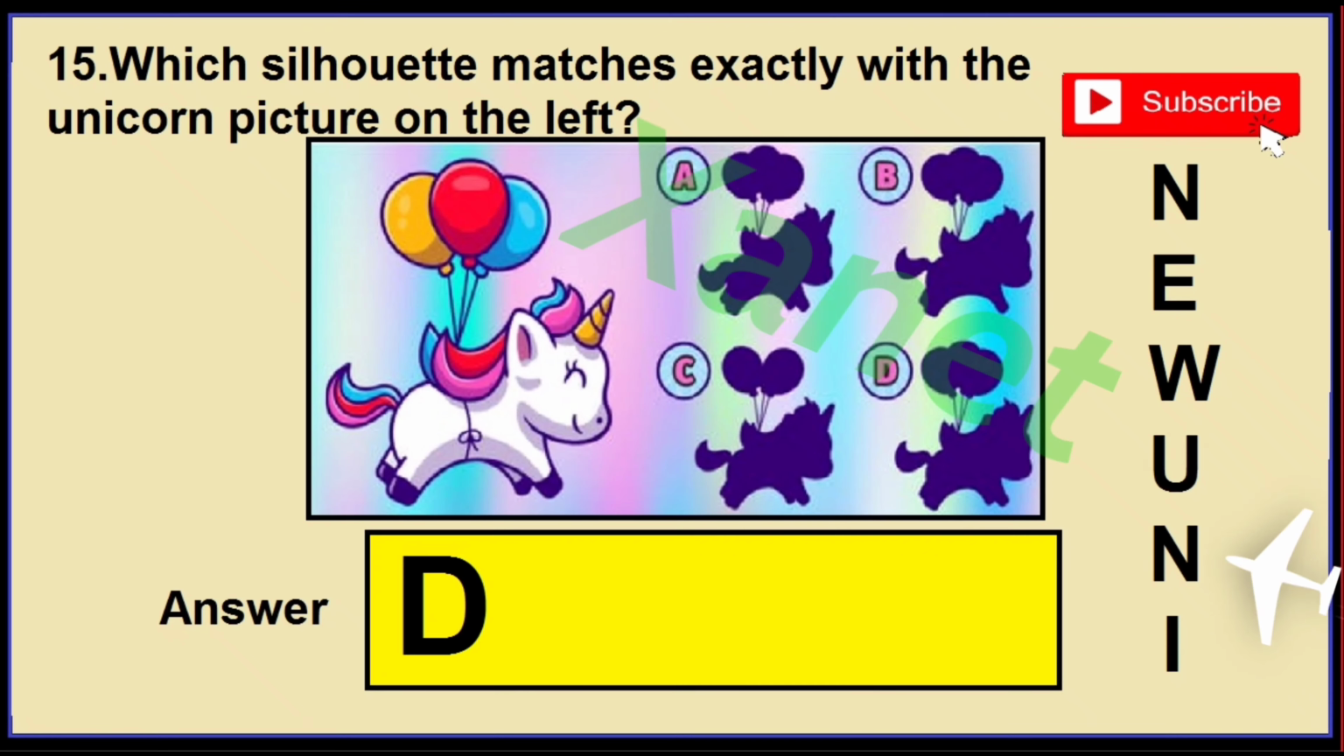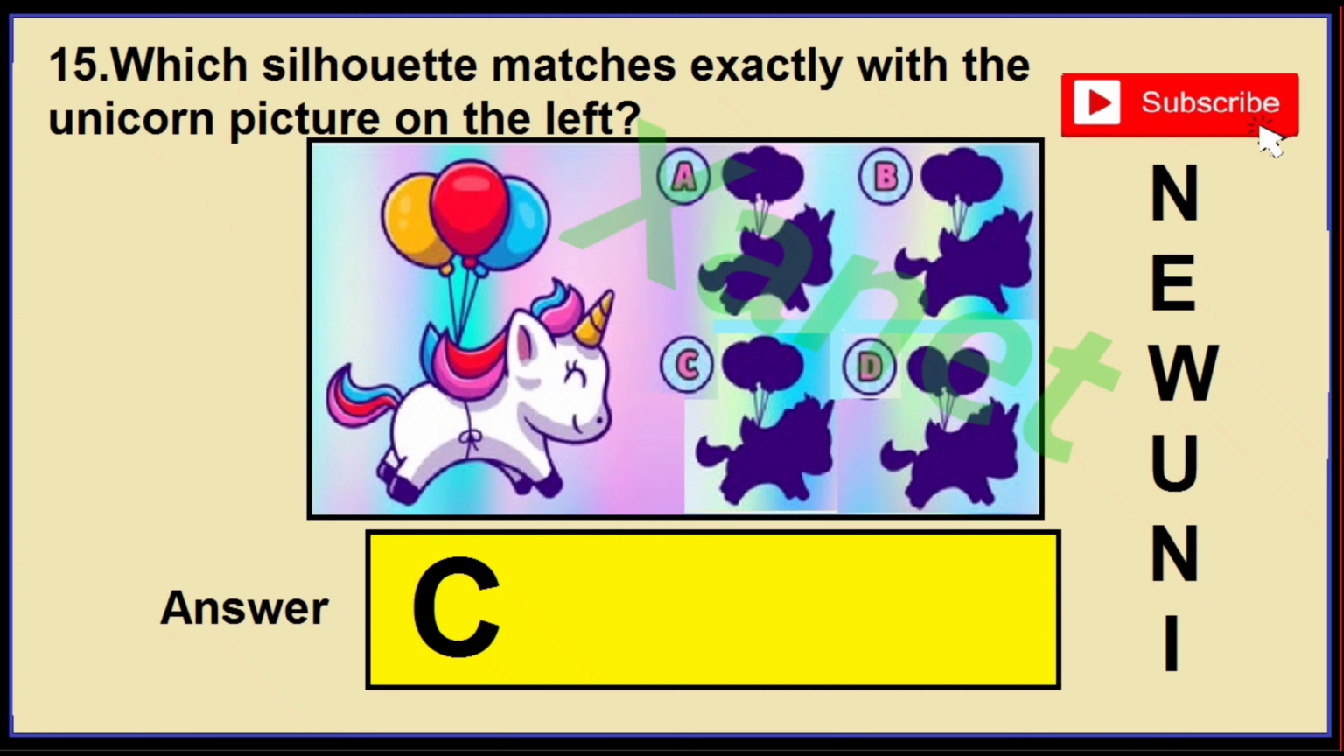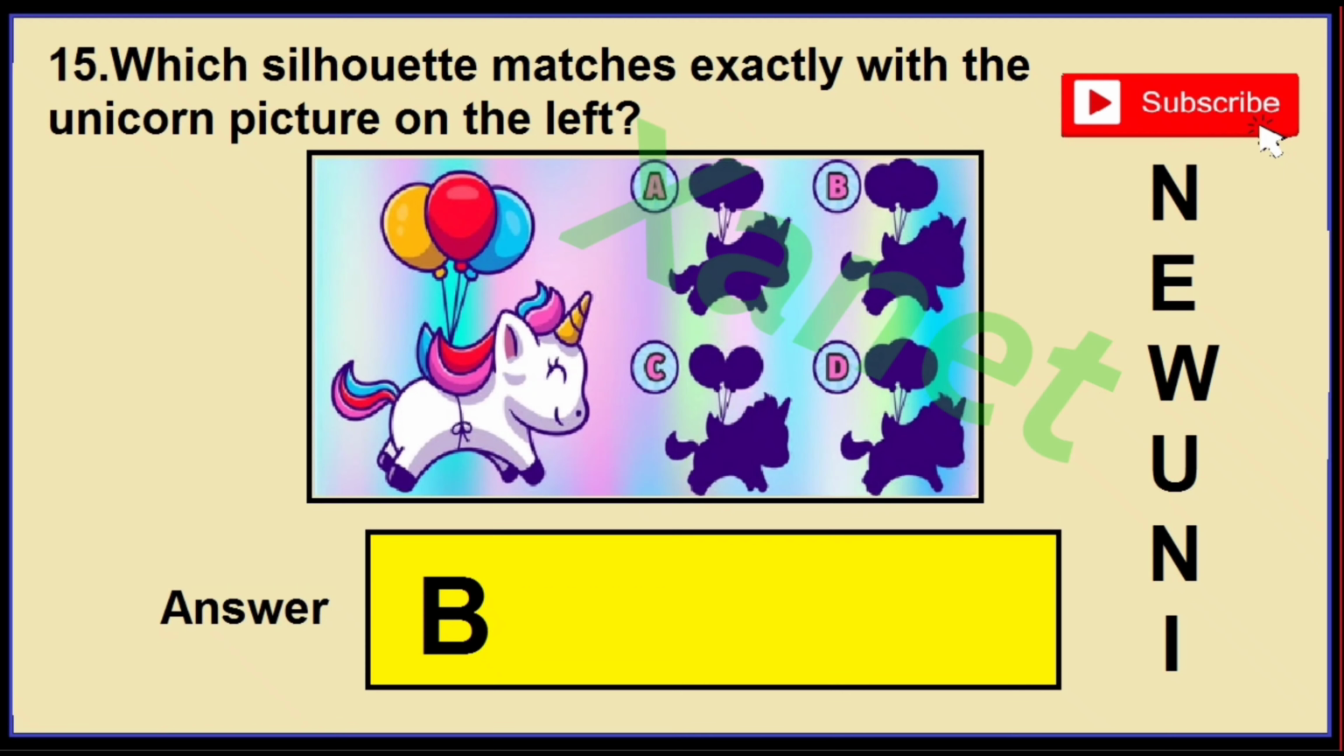Now in version 3 of this question, you can see C is the correct one, since C contains all the criteria. First criteria was the tail, second criteria was the balloon, and third criteria was the leg, so everything is in position, so C is the correct one. Now in version 4 of this question, you can see B is the correct answer, since B contains all the criteria. First is the tail, which is inclined up, second is the balloon, and third is the 2 legs.